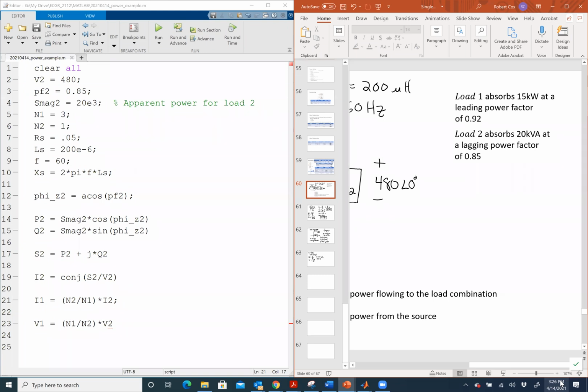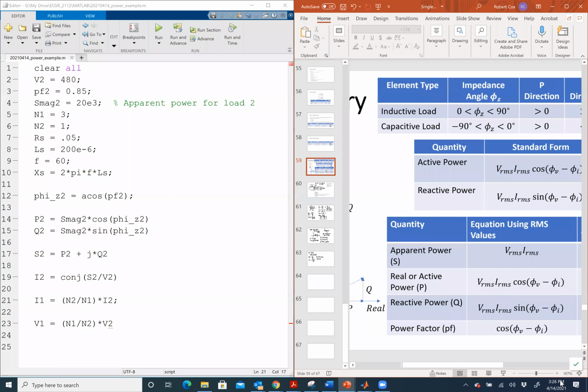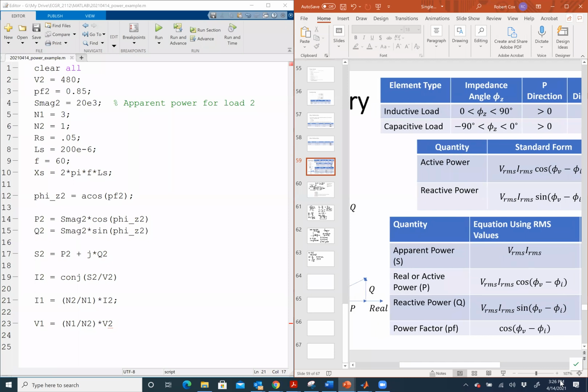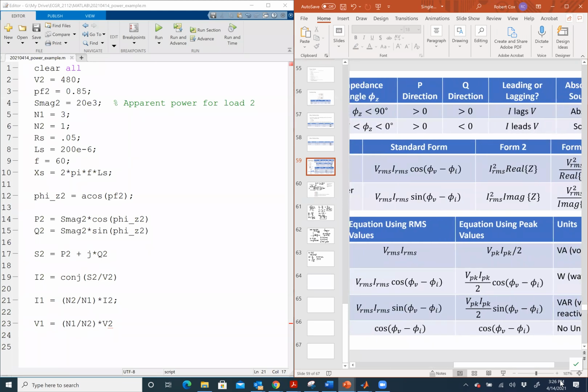Now, the fact that it's leading, I go back to my chart. In my charts here, I go to this first chart. I have to figure out whether that's an inductive or capacitive load. Which one is it, if it's a leading power factor? A leading power factor means it's a capacitive load. So that means if it's leading, I leads V. I leads V.